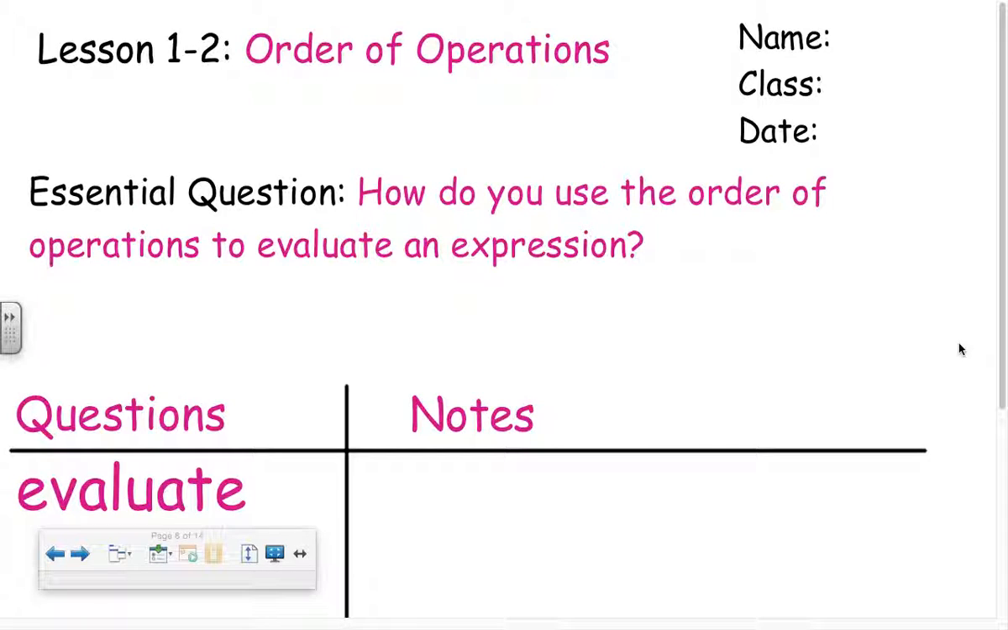Lesson 1-2, Order of Operations. Essential question: How do you use the order of operations to evaluate an expression? The vocab word for this lesson is evaluate, which just means to solve. So we are going to solve all of the expressions that we see in this lesson.